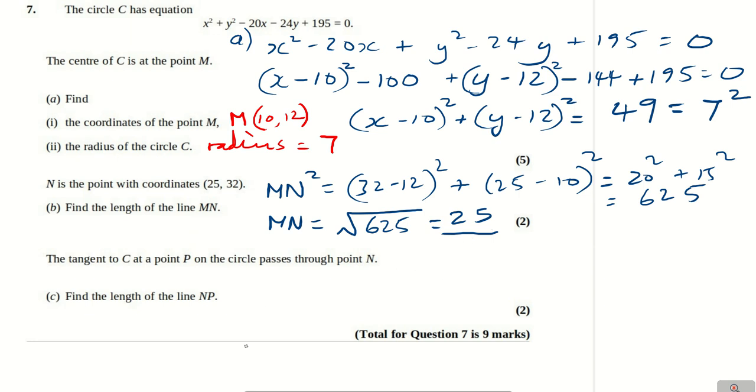Right, now part C. The tangent to C at a point P on the circle. Now we don't know what point P is yet, and I don't think we actually need to find what point P is, because if I draw a little sketch, there's a circle. Now our midpoint is the point M, which is the point 10, 12. It then gives us this other point N, which I'll say is somewhere up here. N is the point 25, 32.